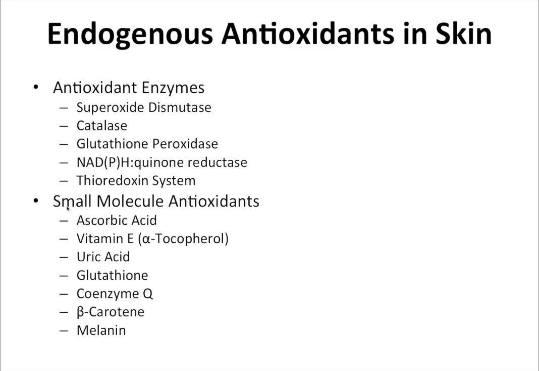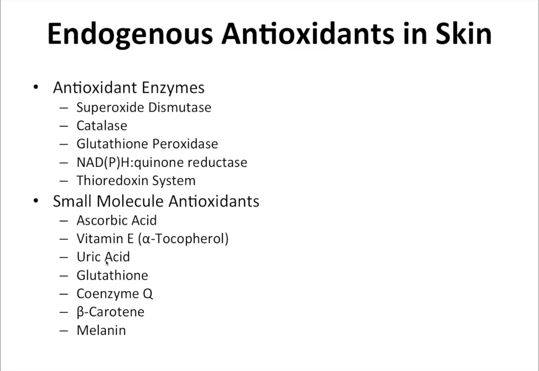I mentioned already that we have small molecule antioxidants, so we have ascorbic acid, which is very important. Ascorbic acid we'll discuss in detail as well. Vitamin E can refer to the tocopherols, but the one that we're usually most talking about, due to its abundance in nature and due to its efficacy as an antioxidant, is alpha tocopherol. That's clearly the most important one.